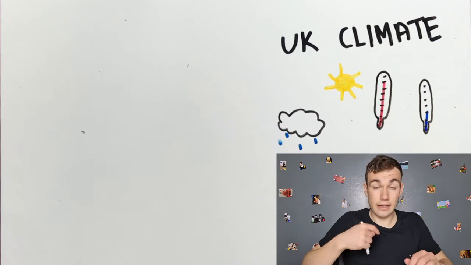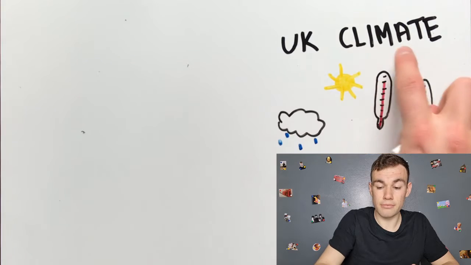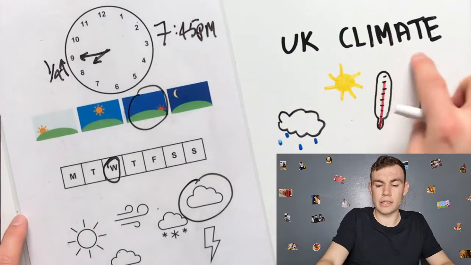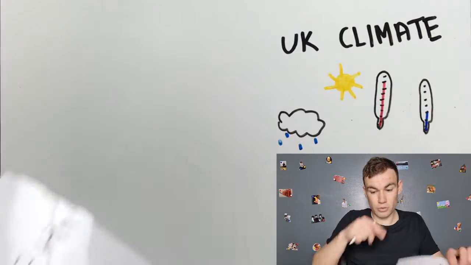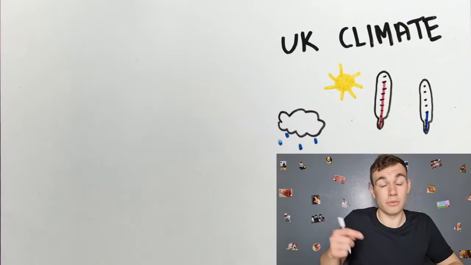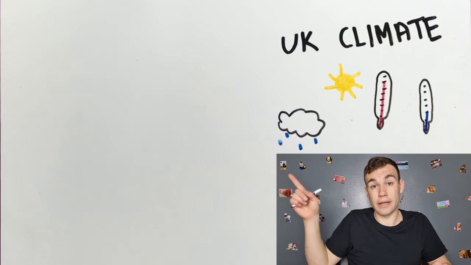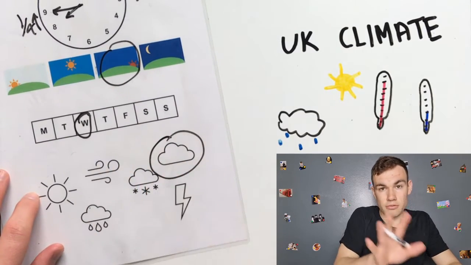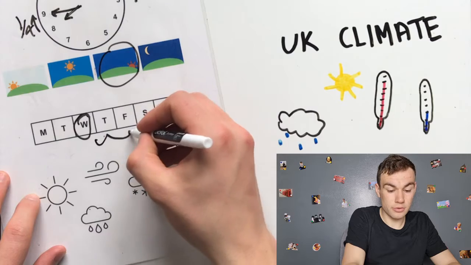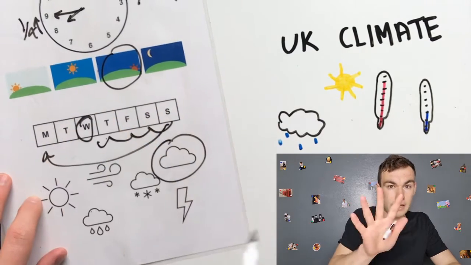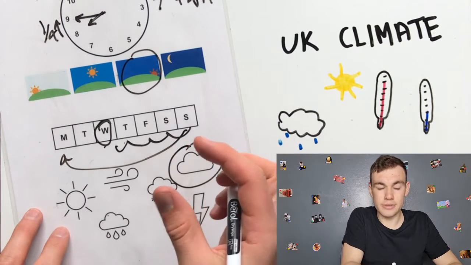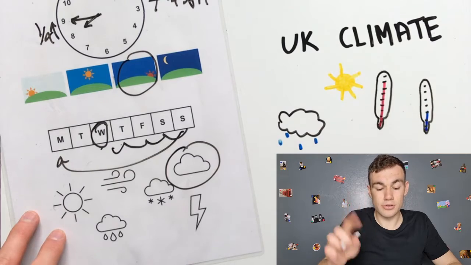Today I am talking about the UK climate. Now, what is the difference between climate and weather? Watch. Weather, for example, today the weather is cloudy. Weather is short term. So weather is maybe tomorrow, 5 days time, 1 week's time. Weather is short term. Climate is not short term.